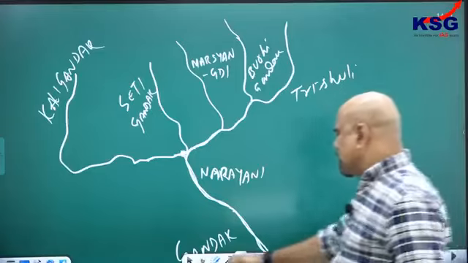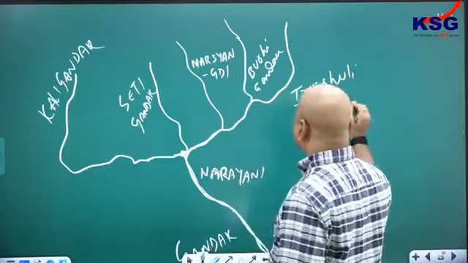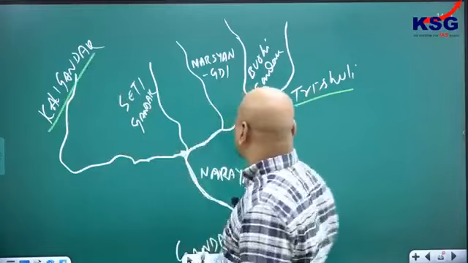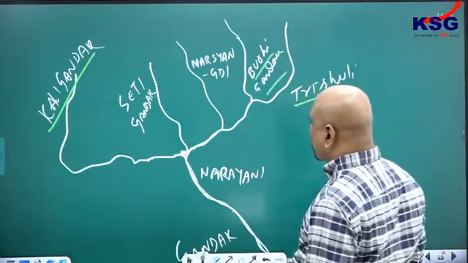The most important tributaries here, Trishuli is very important, and Kali Gandak is very important. Budhi Gandak. If you remember these three, that is enough.